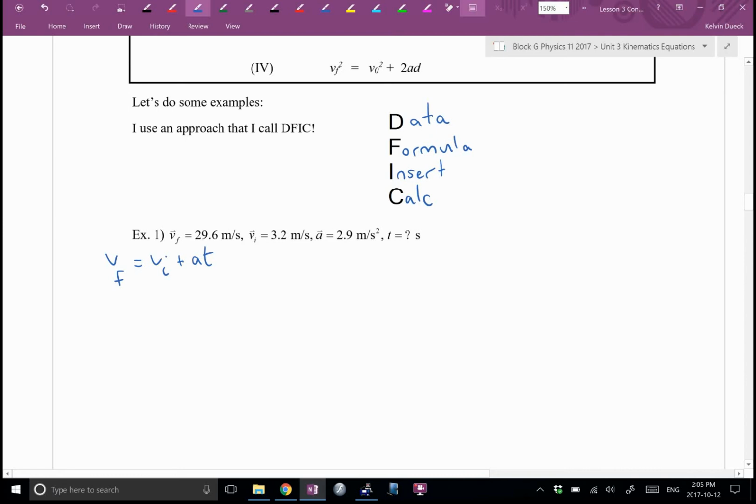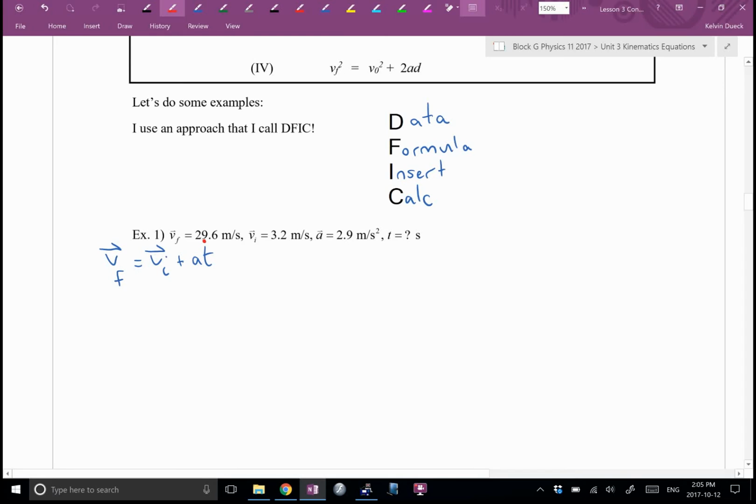So far, so good? Justin, what did you say I'm trying to find? Time. So, until you get good, put a little dot above the time. I'll put a little red dot there. I want to get the t by itself. Now, some of you right now may be saying, Mr. Dewick, why can't I just stick in numbers? Please resist sticking in numbers. Instead, I'm going to teach you to do the algebra. It'll work much better.